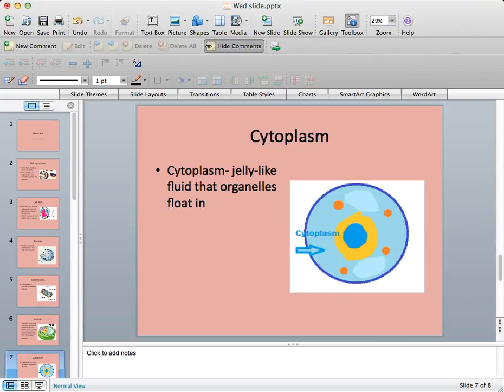The cytoplasm. This is also in plant and animal cells. We talked yesterday about how our bodies are made up of over 60% water. Well, just like our organs need things to float in, a cell's organelles need things to float in also. It's a jelly-like fluid in which organelles float.